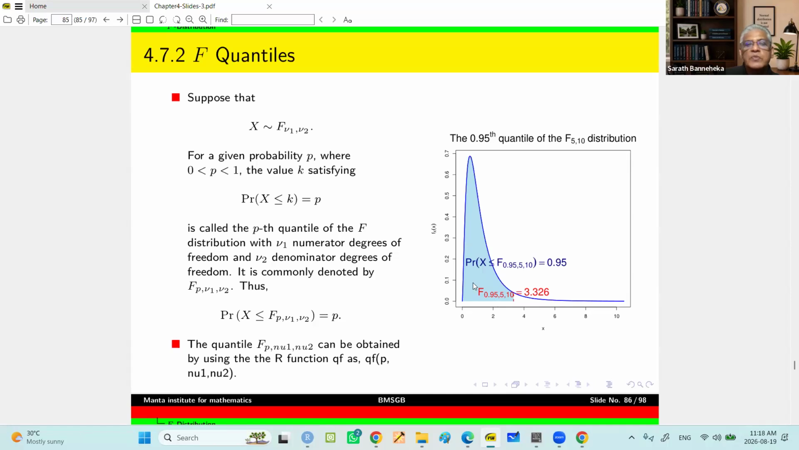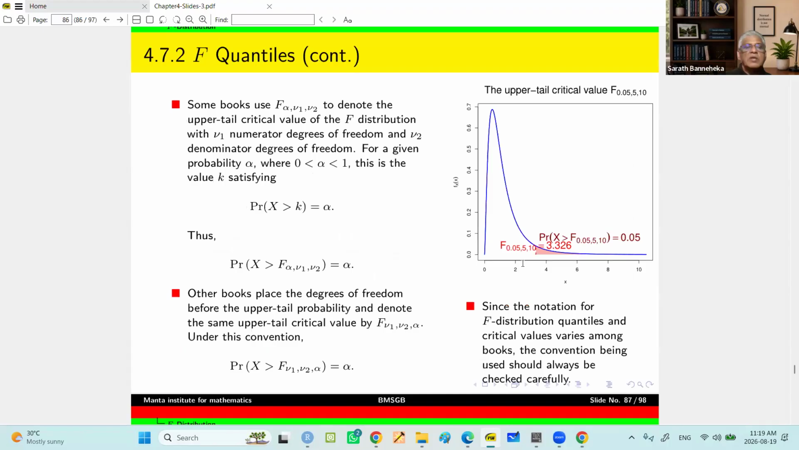So because it is the 0.95th quantile, right? According to this notation, this value here, 3.326, can be denoted as f.95, 5, 10. Right? So according to this notation, that will be the notation for this 3.326. Right? First number is the probability below the quantile. Second number is the numerator degrees of freedom. Third number is the denominator degrees of freedom.